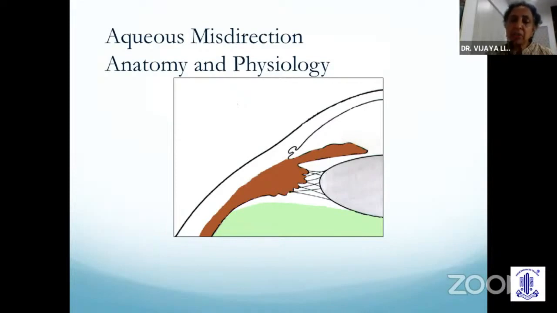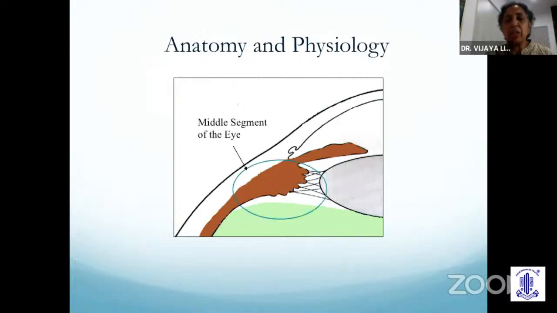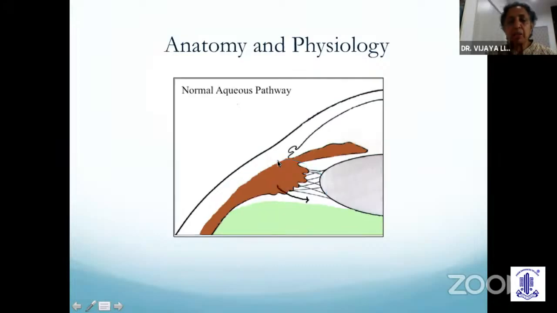To understand aqueous misdirection, having a good knowledge of the anatomy and physiology of the eye, particularly the middle segment of the eye, is important. So what is the middle segment? The middle segment is the ciliary body, lens zonular diaphragm with the anterior vitreous. And this part is important. I will come to that.